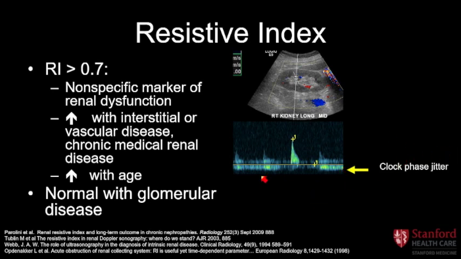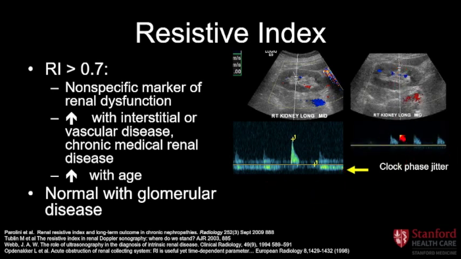So in this patient, we redid the resistive index, and you can see there's still a little bit of clock phase jitter. I don't know if it projects, but we're able to make it less apparent, and there's actually no diastolic flow here. So the resistive index is really close to 1 in this person.